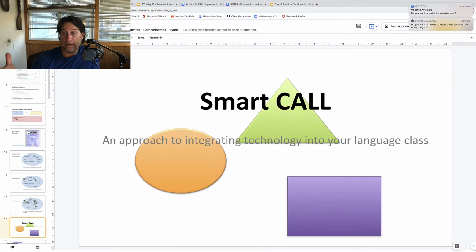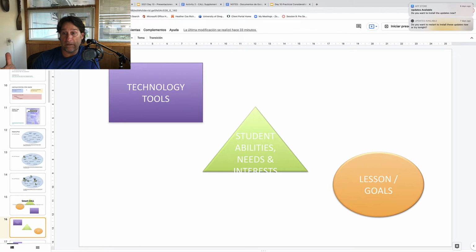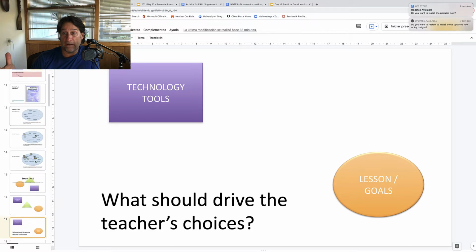There's something else I've talked about called SMART CALL. A number of people have talked about this, so it's not just my idea, but it's an approach to integrating technology into your language classroom. Sometimes we think about technology tools, students' abilities, needs, interests, the context, and the lesson and goals. All of those are things we need to juggle. So what should drive the teacher's choices for using a particular technology tool?